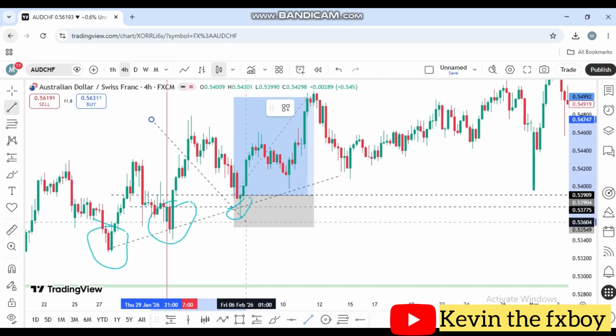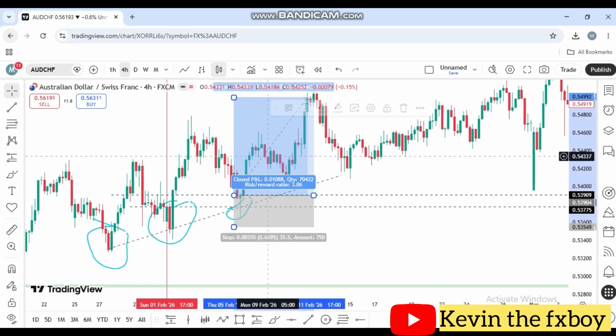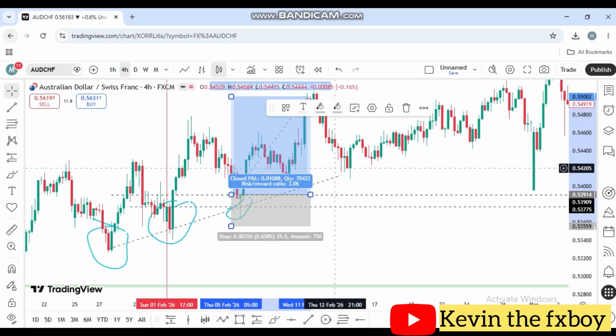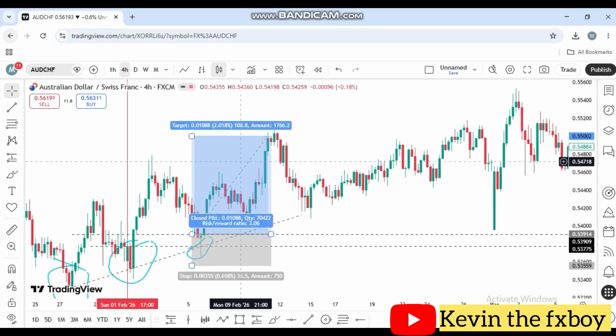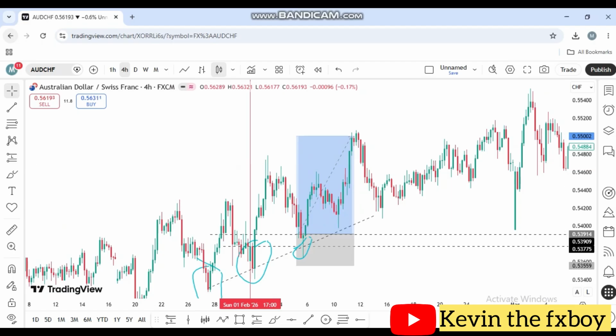So I had my stop loss below my final result, and then I placed my entry here. I hopped on the trade here, had my stop loss below, and that was how I was able to catch a nice 1 to 3, and then I exited the market.